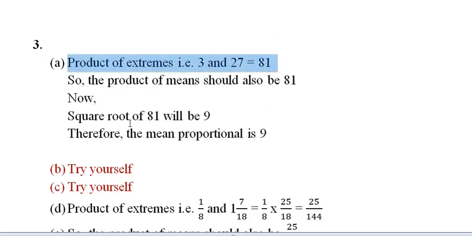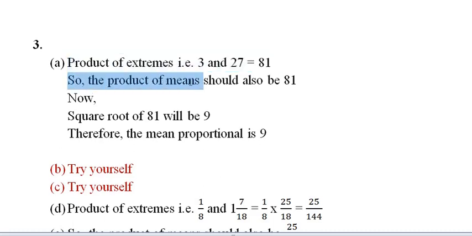81. And the product of means also should be 81 only, because this is the fundamental principle or rule of proportion. Product of extremes should be equal to product of means. So 3 and 27, it will be 81. It means the product of means also should be 81. So the square root of 81 will be 9.